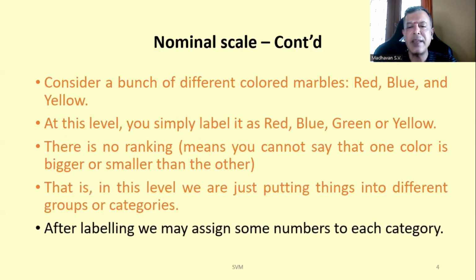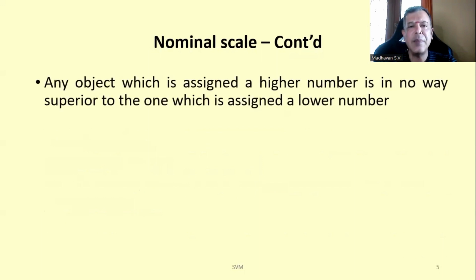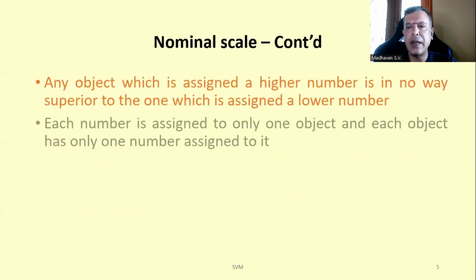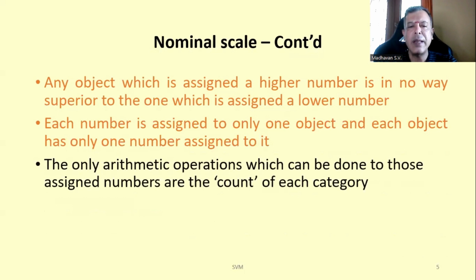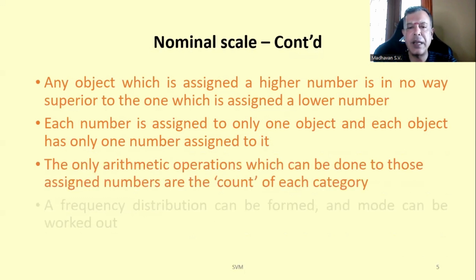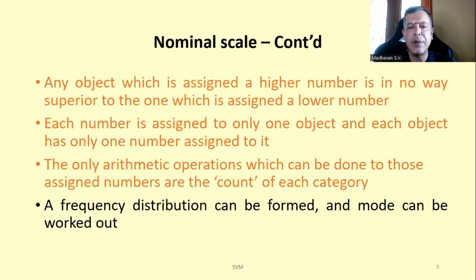After labeling, we may assign some numbers to each category. And when you assign, it doesn't mean that a higher number is in any way superior or a lower number is inferior, nothing like that. Each number is assigned to one and only one object, and each object has only one number assigned to it. The only arithmetic operation which can be done on those assigned numbers is count. Since count can be done, we can form a frequency distribution for the data. So a frequency distribution can be formed and mode can be worked out.